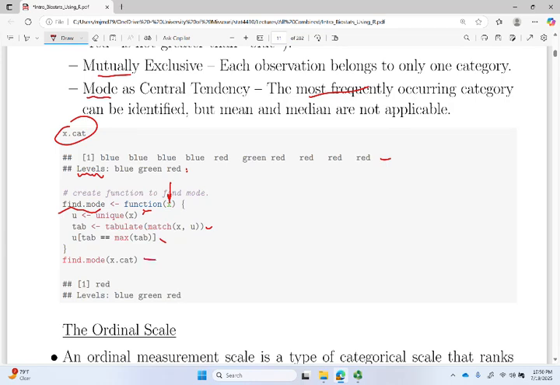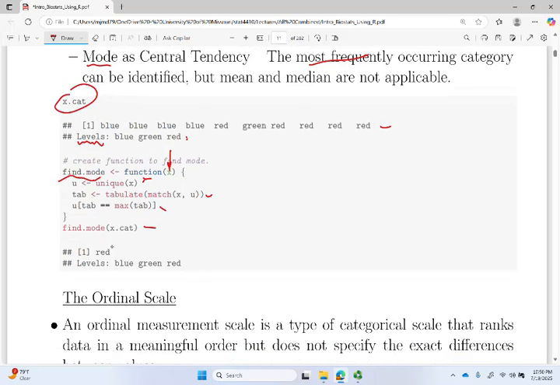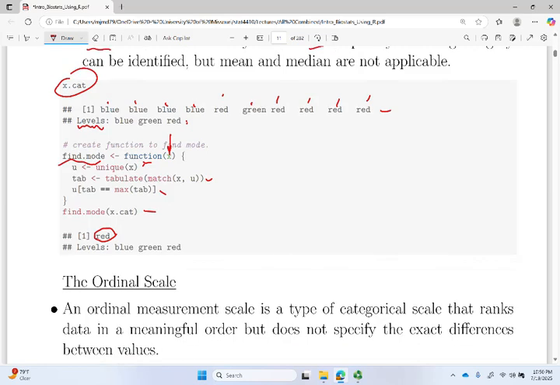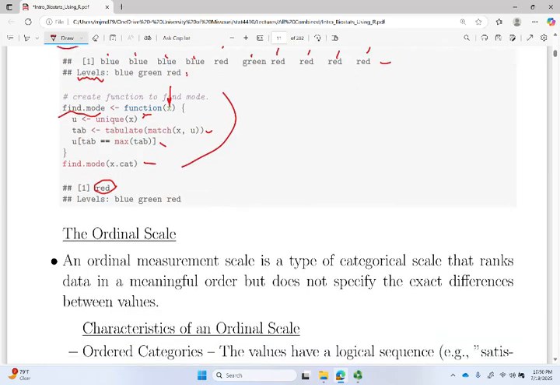And so if we find the mode of this variable, it's red. And if you look, there's 1, 2, 3, 4, 5 of these. There's only 1, 2, 3, 4, and 1. So it is the mode. And there's not a built-in function for R to do that.